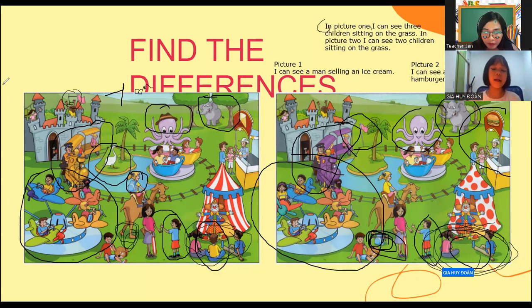In picture one, the woman is talking to the girl. In picture two, the woman is talking to a boy. Okay, in picture one, the woman is talking to the girl. In picture two, the woman is talking to the boy. Yes, the girl, the boy. Okay.